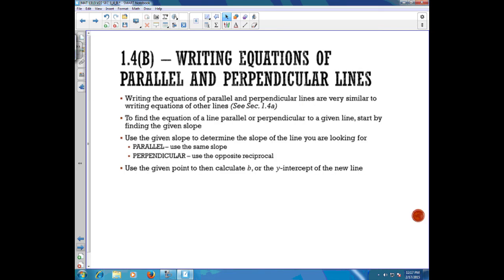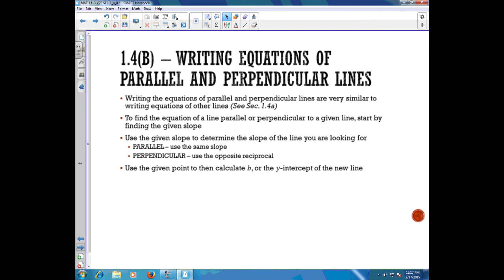Finally, we need to be able to write the equations of parallel and perpendicular lines for linear functions that aren't just horizontal or vertical lines. This is very similar to writing the equations of other lines. If you watch the video from the previous section, this will help in this section. We're going to be using the same steps.